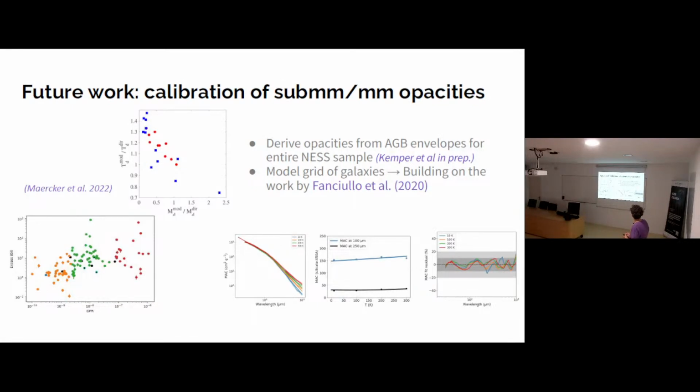Well, I plan to do some future work in the calibration, like I said, the calibration of the submillimeter and millimeter opacities against what's going on in the infrared. So that is currently ongoing. And also with my former, by now, postdoc Lapo Fantuzzi, we continue to work on this model grid of galaxies to figure out the effects of systematic effects in this temperature and beta fitting. And here are some plots produced by him showing the parametrization of opacities that we're going to use for that.